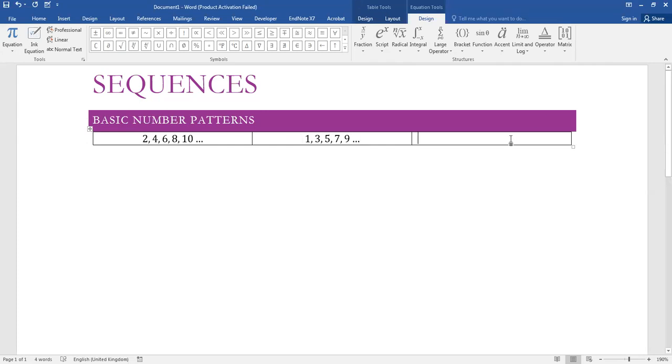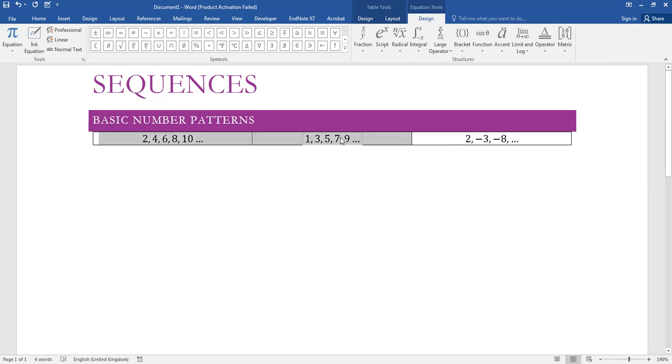Let me give you another pattern: 2, -3, -8, and so on. Now, is this another pattern? Yes, it is. You can see that the difference in all these consecutive numbers is -5. So these are a few patterns.